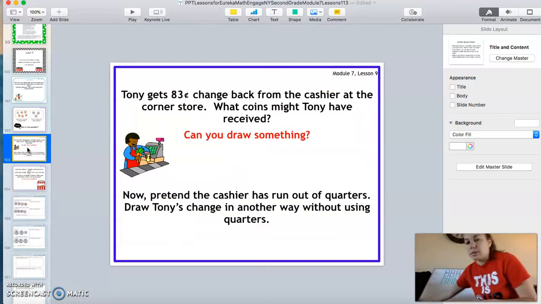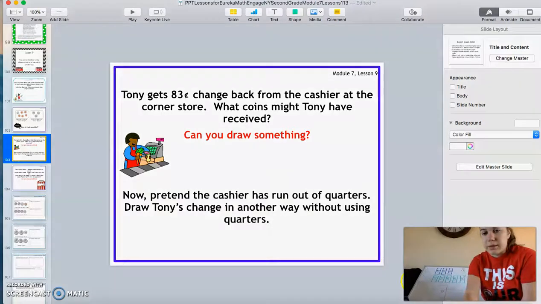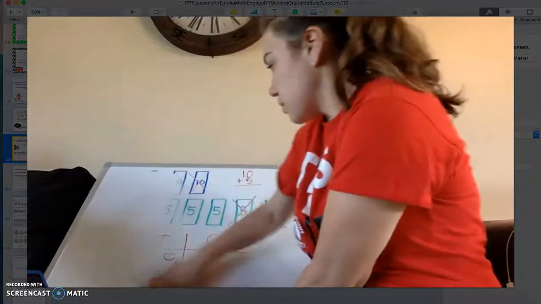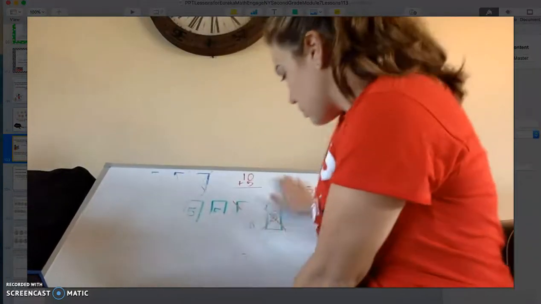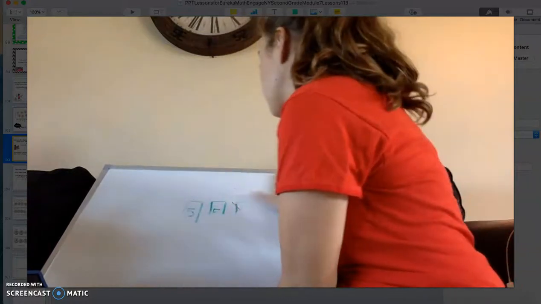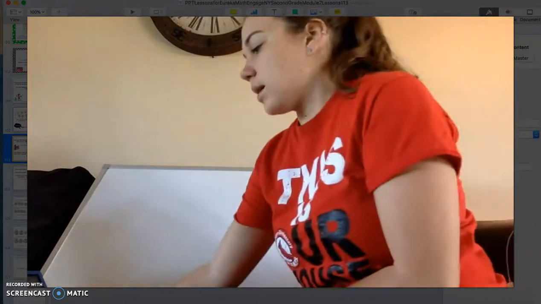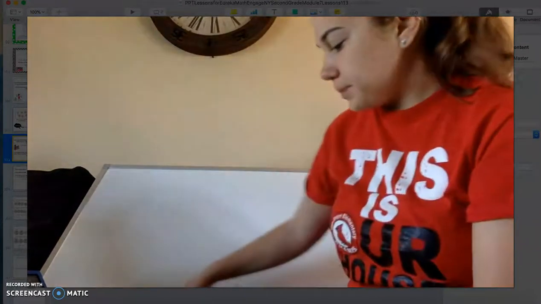So here's another word problem that we have. It says, Tony gets 83 cents change back from the cashier at the corner store. What coins might Tony have received? Can you draw something? Well, let's try. Let me erase this quick. So Tony gets 83 cents back.